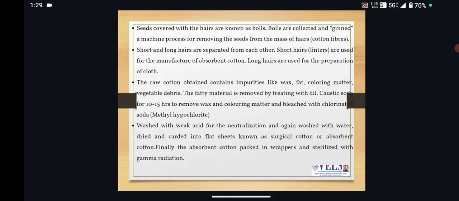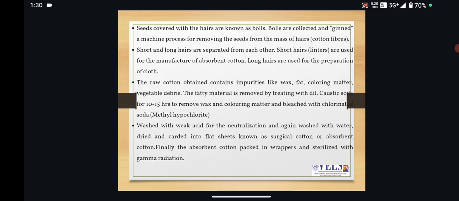Then they are subjected to the ginning process, a machinery process used to separate the seeds from the mass of fibers. The cotton fibers are separated by the ginning process. After that, the fibers are graded as per size: short fibers and long hairs. Short hairs are used for the manufacture of absorbent cotton, whereas long hairs are used for the preparation of cloth. The raw cotton obtained contains impurities, because it contains fatty, waxy cuticle, wax, fat, coloring matter, and some fragments of vegetable debris.